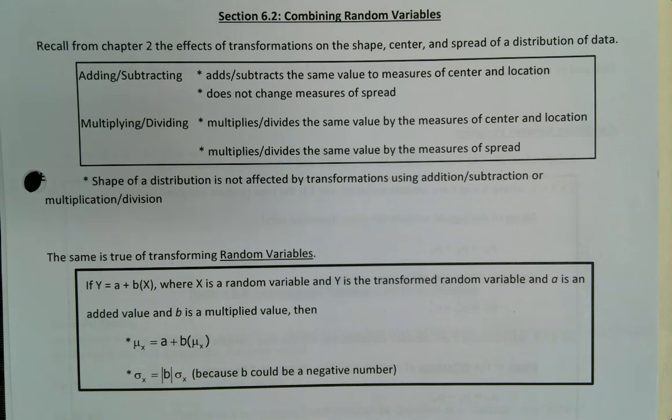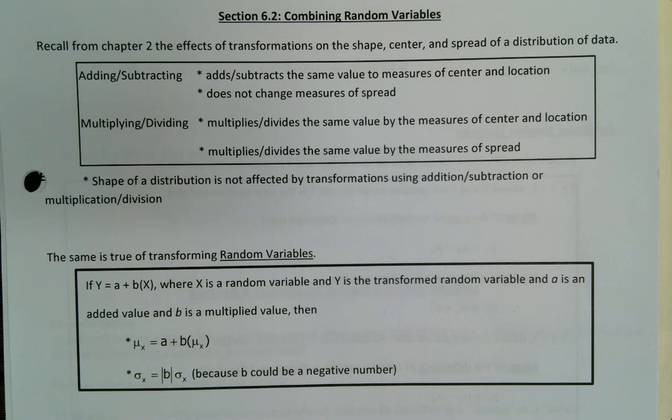The same exact thing is true for random variables. When we add and subtract, we're only changing the mean. The standard deviation does not change by adding and subtracting. What about multiplying? If we take a distribution and we multiply every single value in that distribution by 10, what changes?